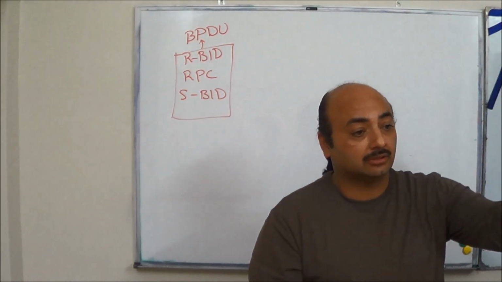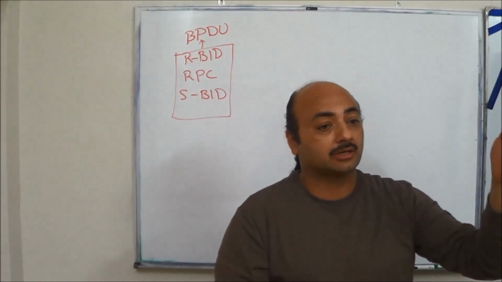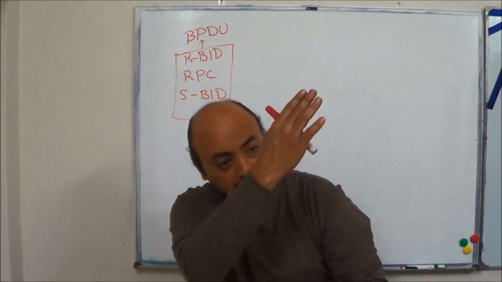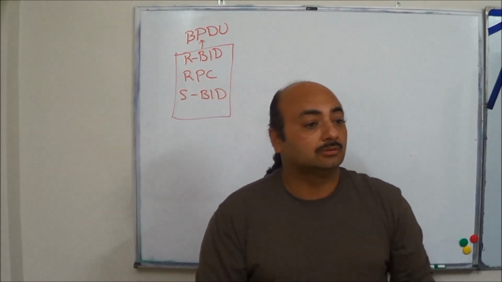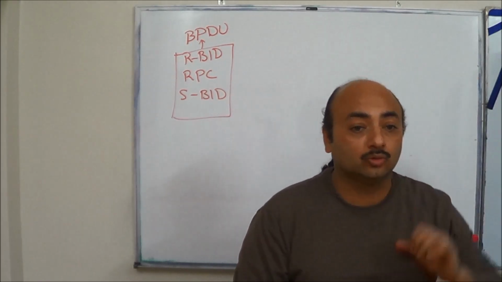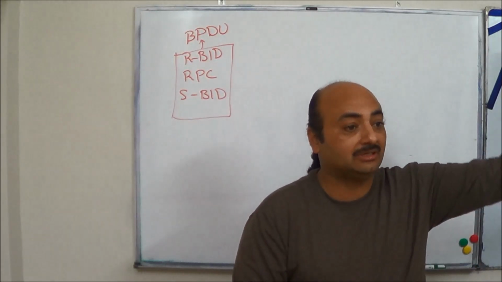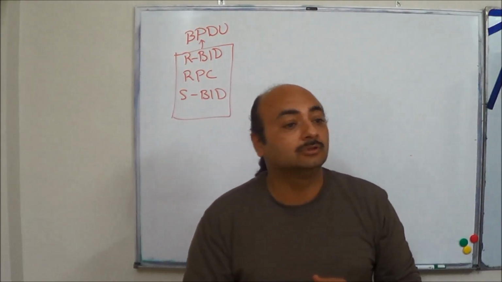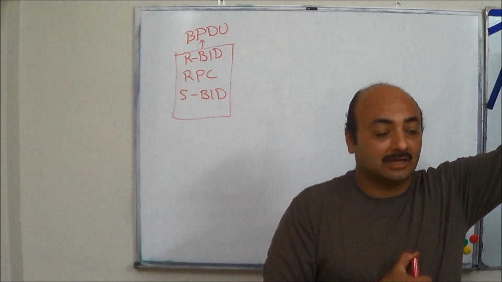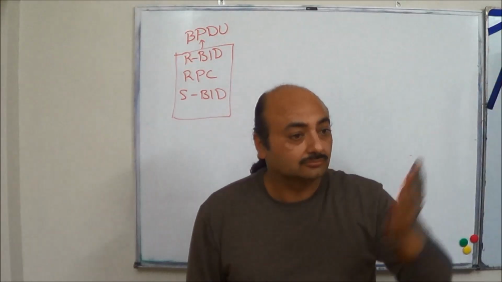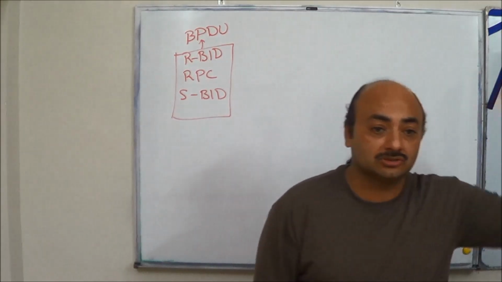So suppose we have a chain. First switch is connected to second. Second switch is connected to third. Third is connected to fourth. Fourth is connected to fifth. And the first one is elected the root bridge. The cost for each of the links is 10. A, B, C, D, E, F are the MAC addresses for the switches.